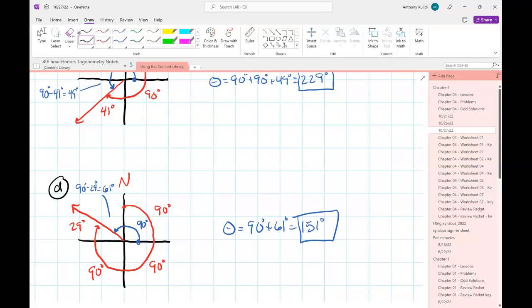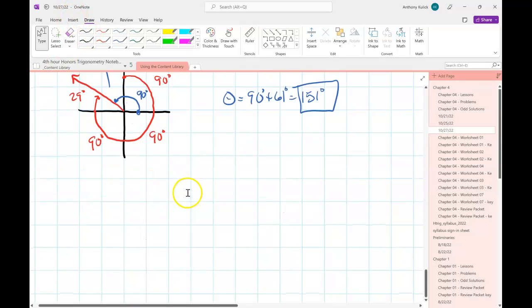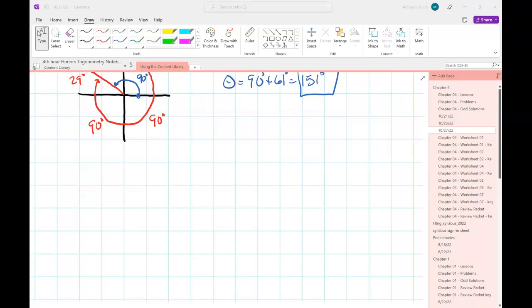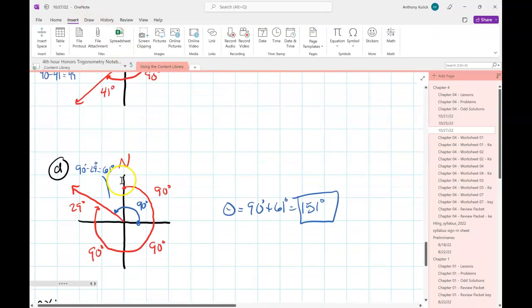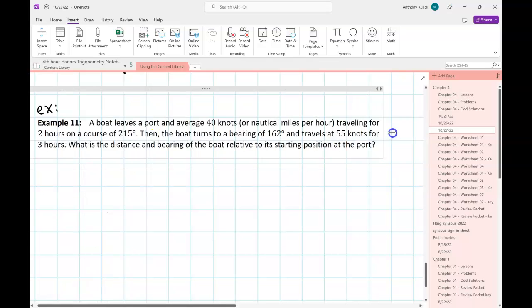Is everybody okay there? Okay. All right. Let's take a look at an example problem where we have some bearings. An example of one of these navigation problems. That was not how I expected that to get copied and pasted in.